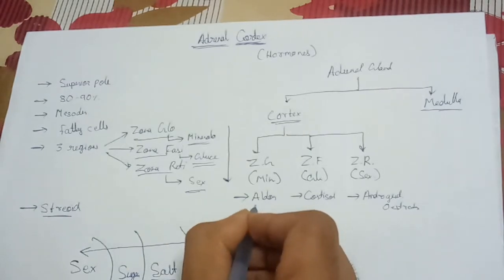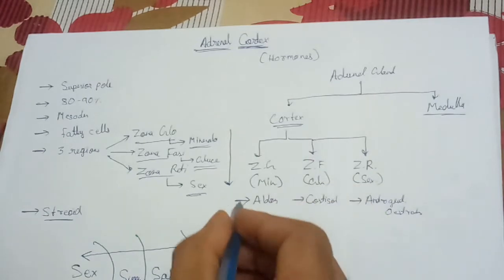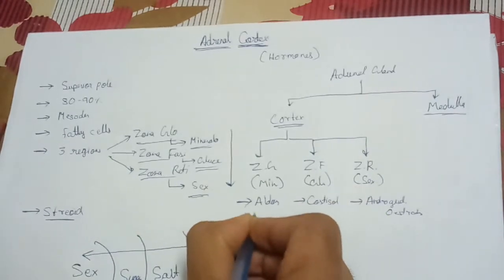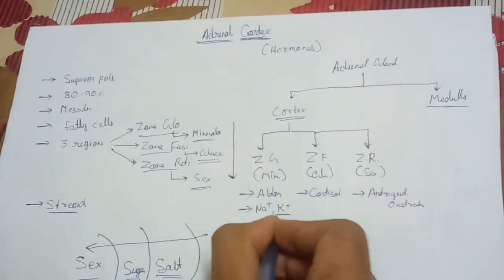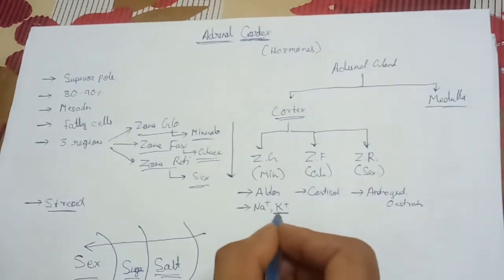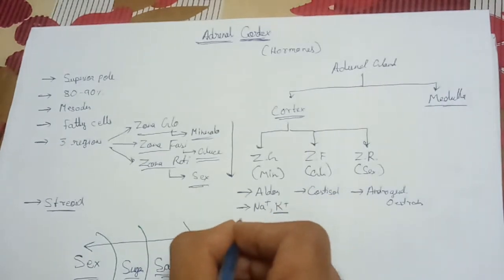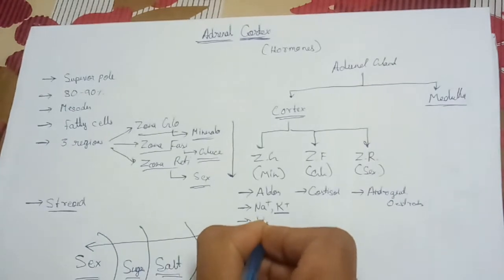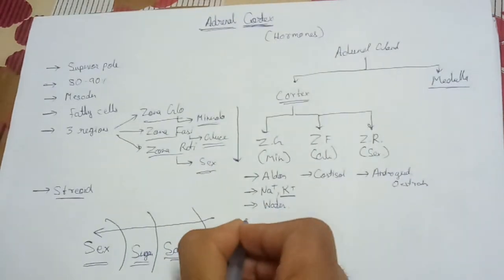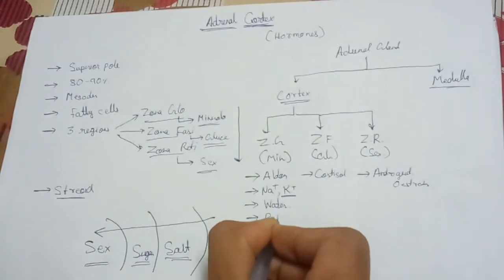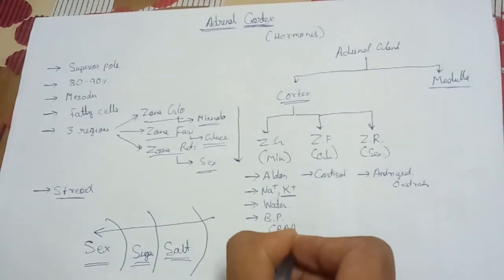As we know, aldosterone acts on the DCT and helps in the reabsorption of Na plus and water. It also helps in the K plus balance in the body, that is, the excretion of K plus and phosphate ions. Thus it maintains the water level or the osmotic pressure of the body. It also helps in regulating the blood pressure of the body. We have studied this under the RAS system, the renin angiotensin aldosterone system.